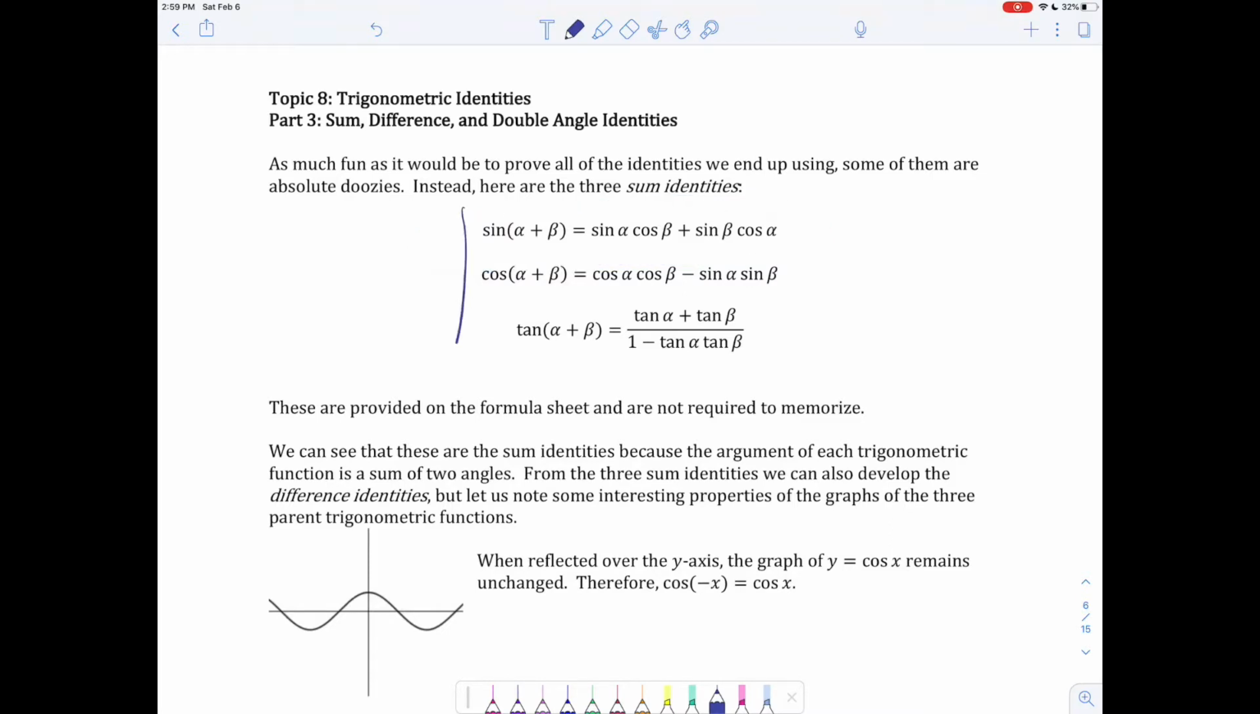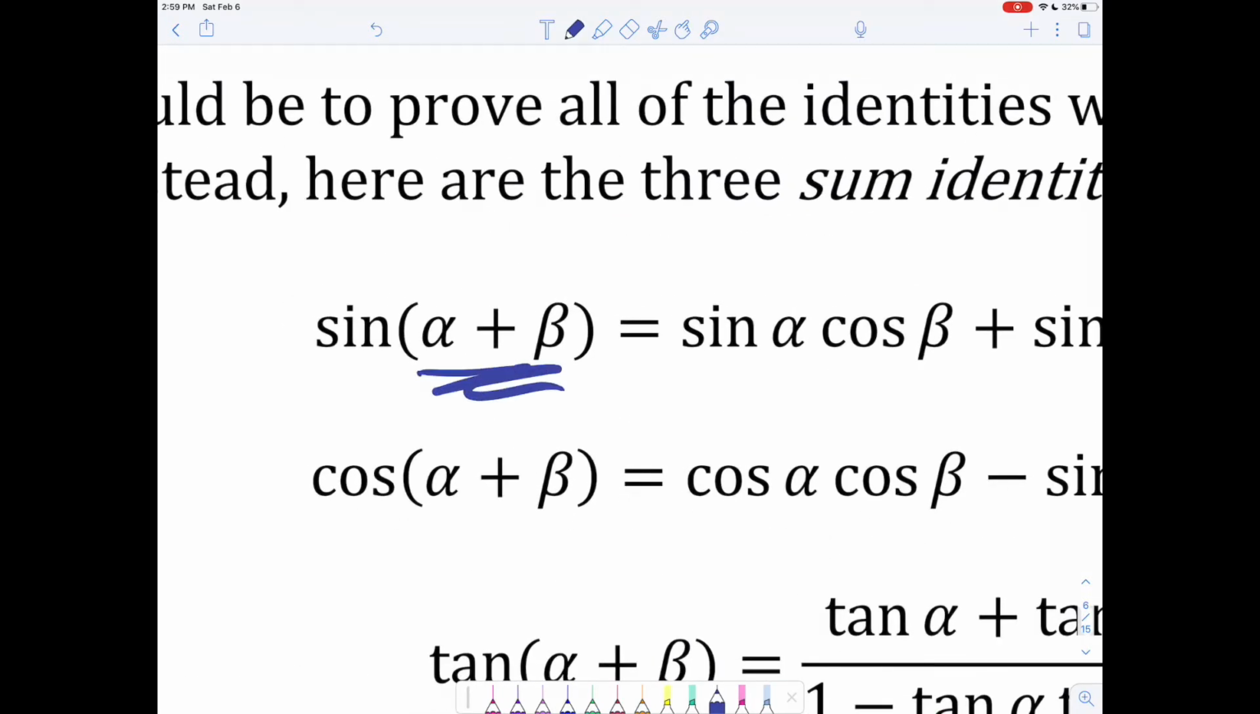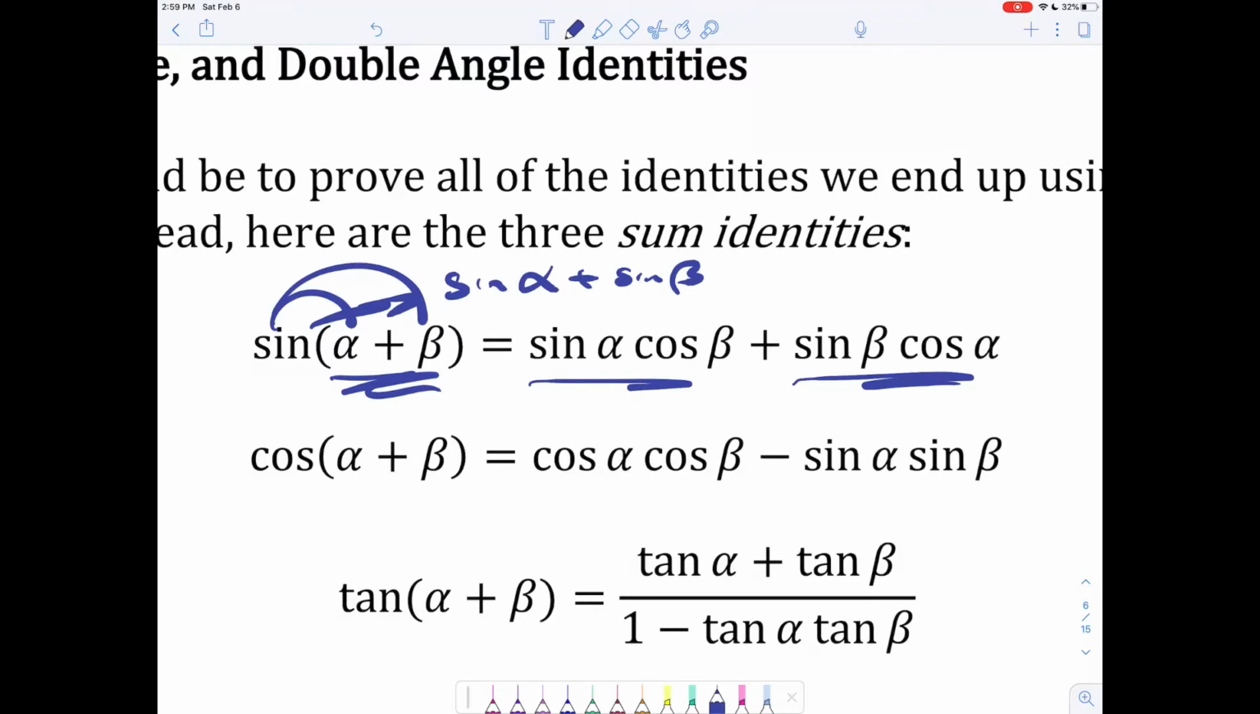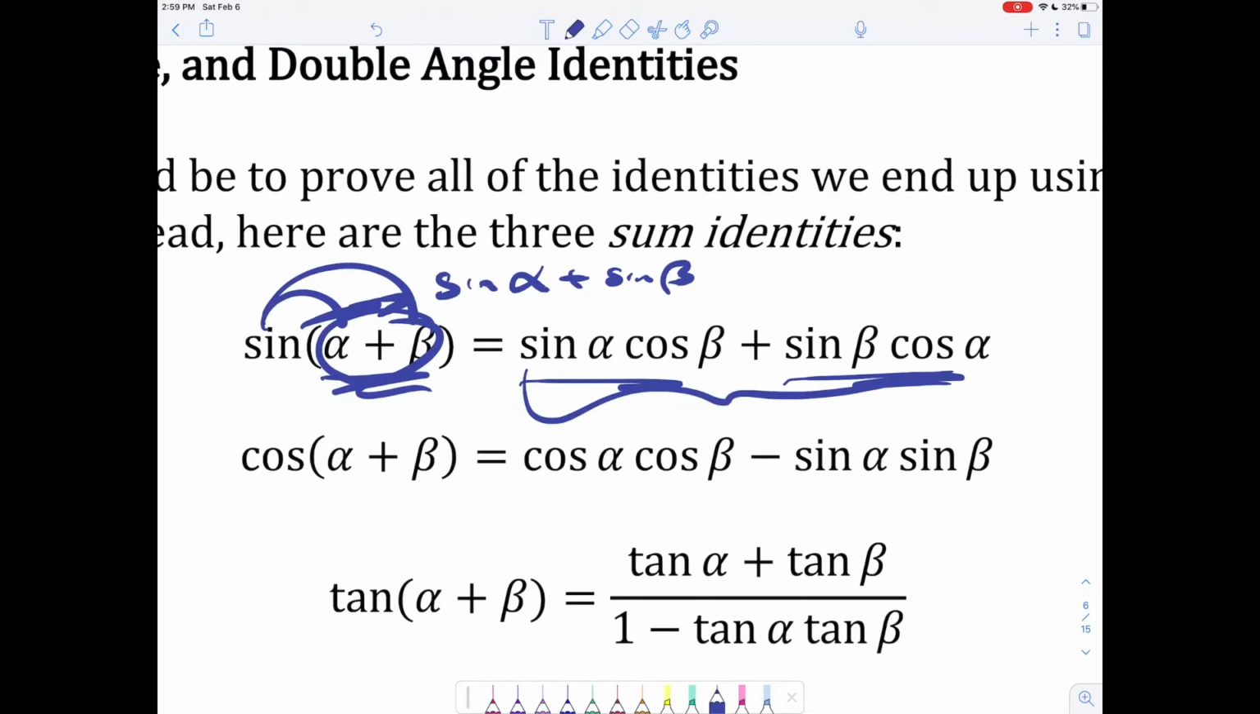But your three sum identities are these ones. If you have the sine of a sum of angles, called alpha and beta, or A and B, if you will, then you can expand that this way. We can't just say that we have sine alpha plus sine beta. We can't just say that we're distributing the sine, because that's not how functions work. So the sine of a sum of angles expands to this and this only.